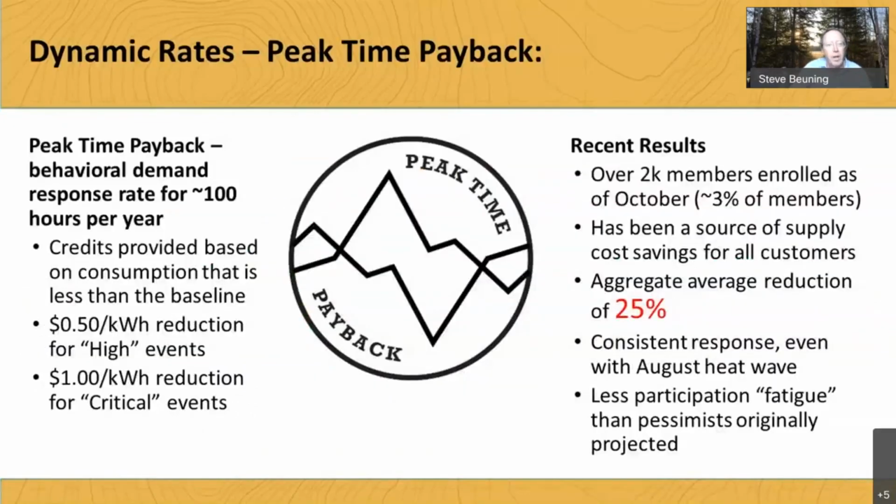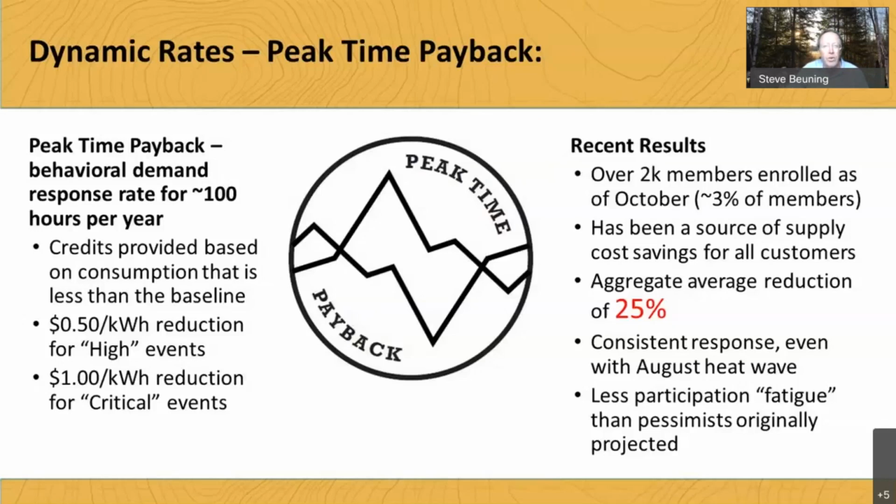The first of these two is the peak time payback program. It's driven in its payment metrics by a statistical baseline of similar days recent to the peak period in terms of establishing a baseline for their members' consumption. We measure their performance during the event against that baseline, and for the avoided energy during a declared high event, we pay $500 a megawatt hour, and during a critical event, we pay our member $1,000 a megawatt hour for their avoided consumption against that baseline. We have over 3% of our members that are enrolled in this program now. The aggregate reduction against baseline on average runs about 25%. We've had a consistent response even during peak demand periods driven by heat.